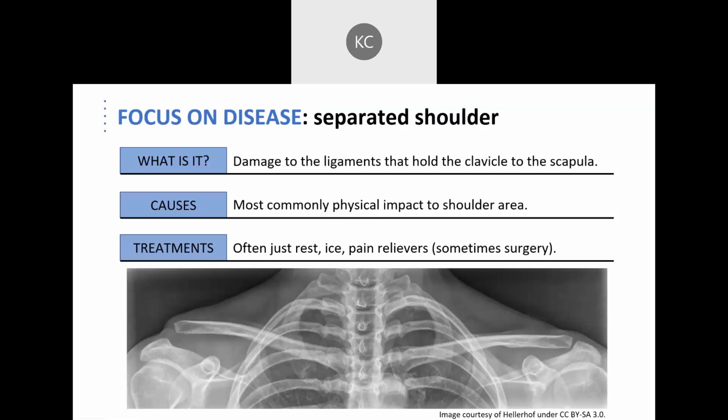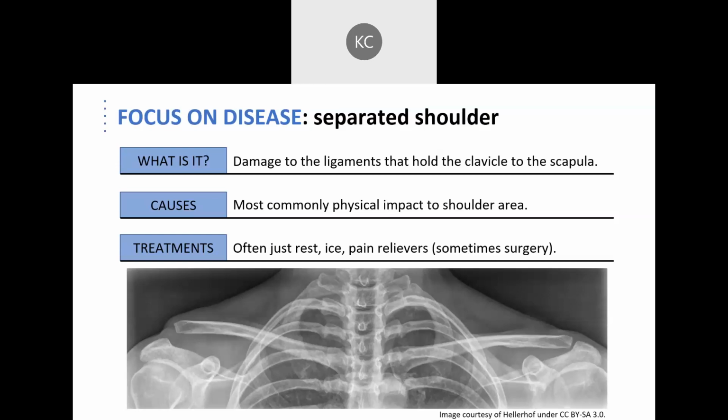You may have heard of the AC joint. That just means the acromioclavicular joint. Okay, so the joint between the acromion process and the clavicle. This generally occurs due to some type of trauma, some type of physical force, or some type of physical impact to the shoulder area, and you typically can have it be put back in place. It doesn't always require surgery.